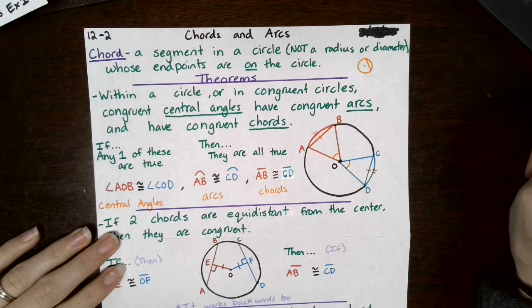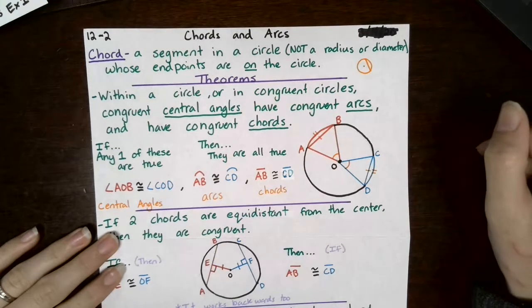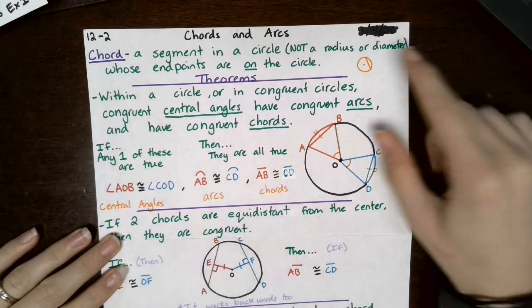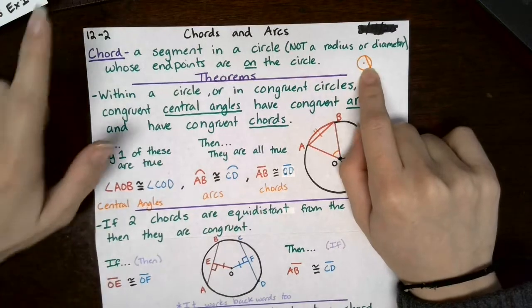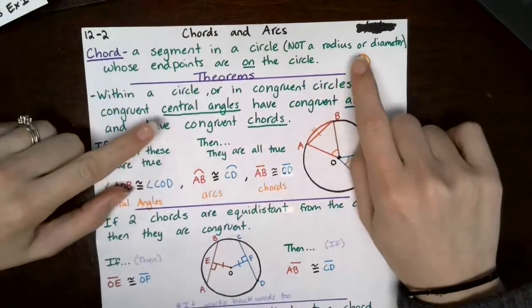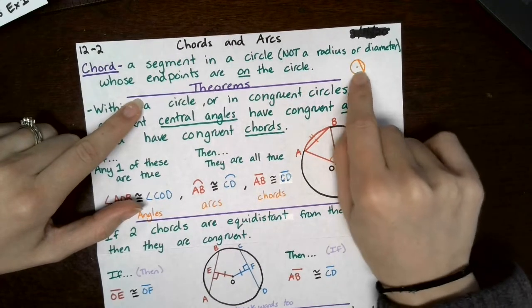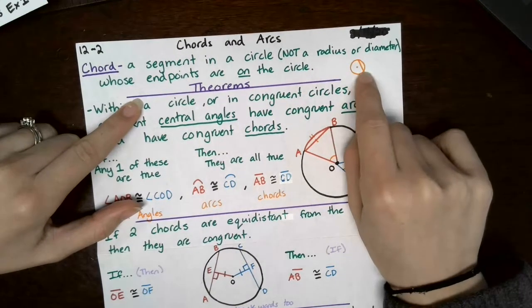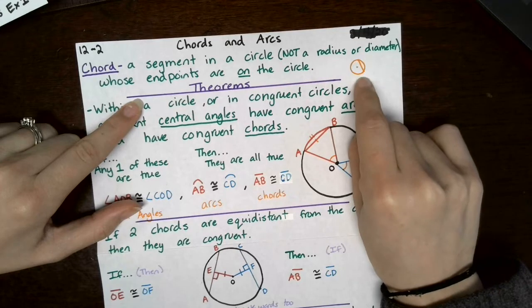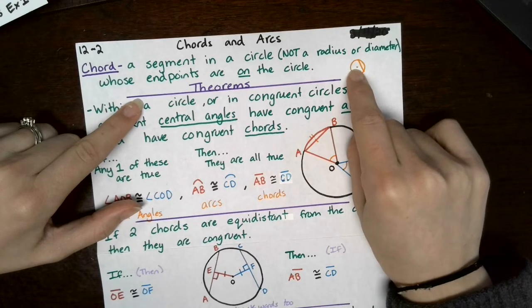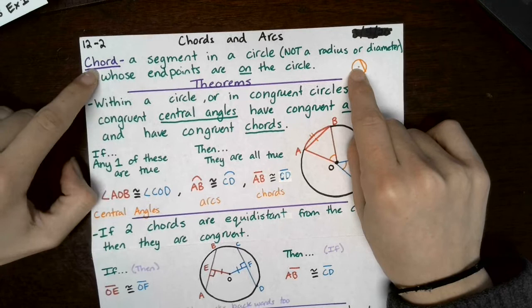Okay, so for 12-2, chords and arcs, we first have to know what a chord is, and not a musical chord, but a chord in a circle. So it's a segment in a circle that's not a radius or diameter, whose endpoints are on the circle. So you can see I drew a chord right here. Both of its endpoints are on the circle, and it doesn't go through the center. So we label that as a chord.